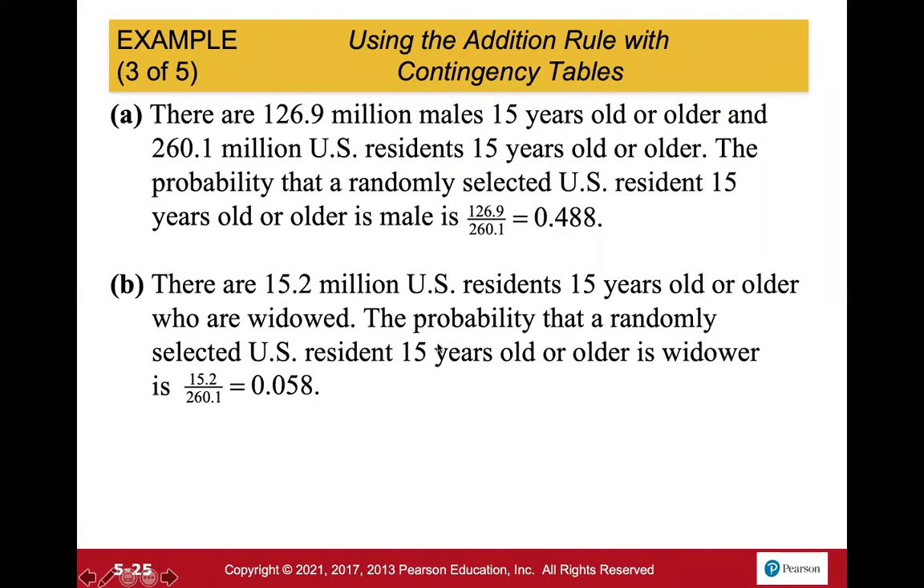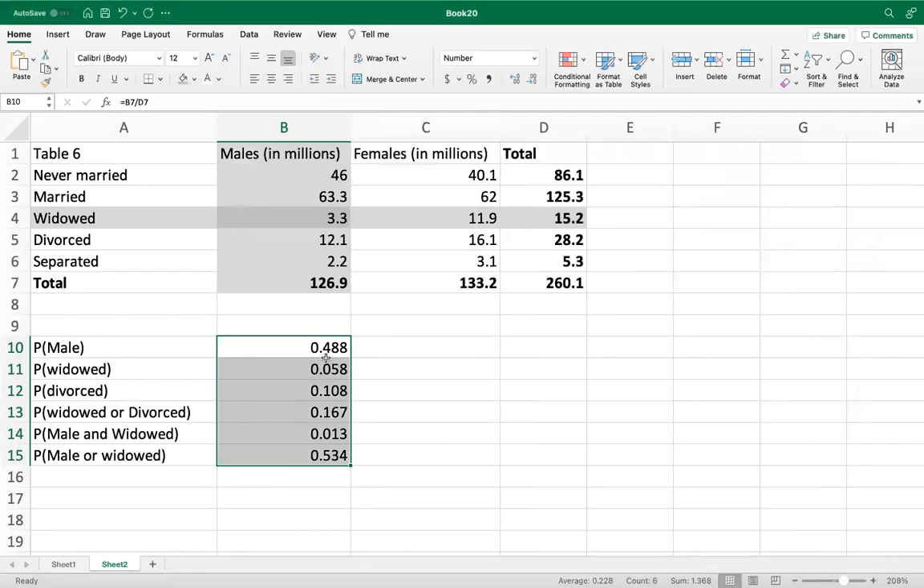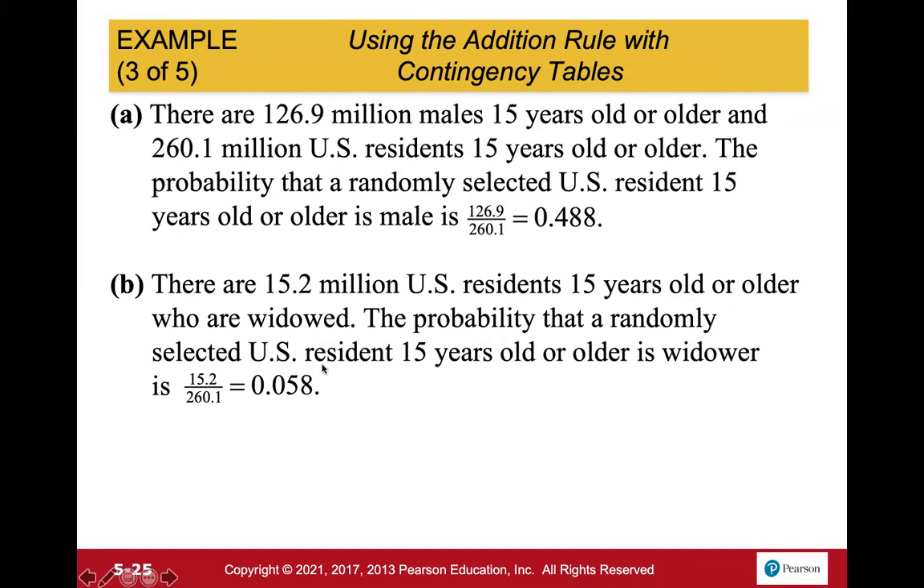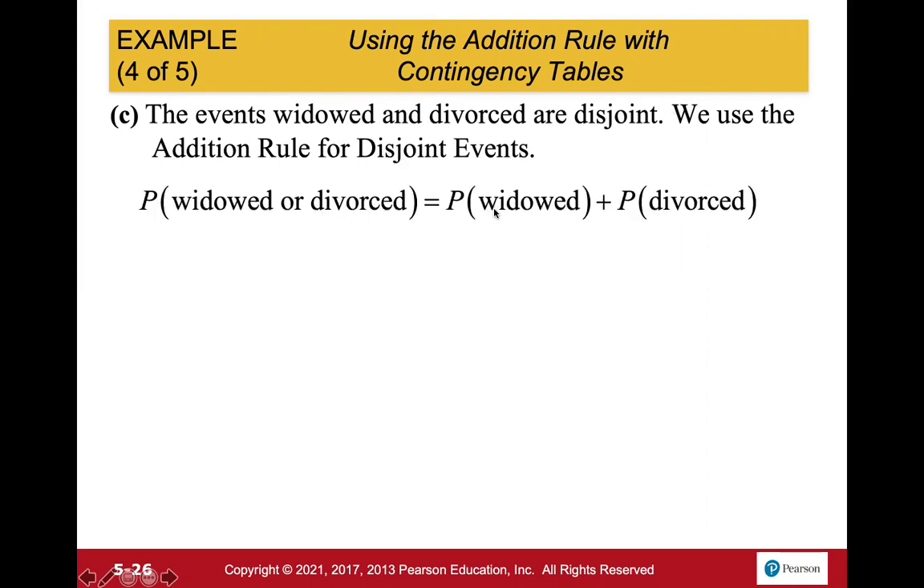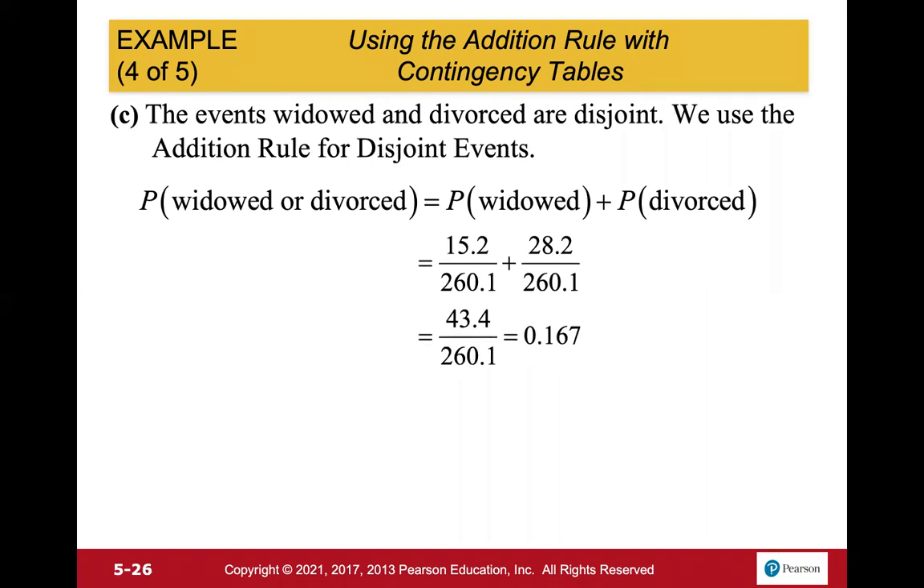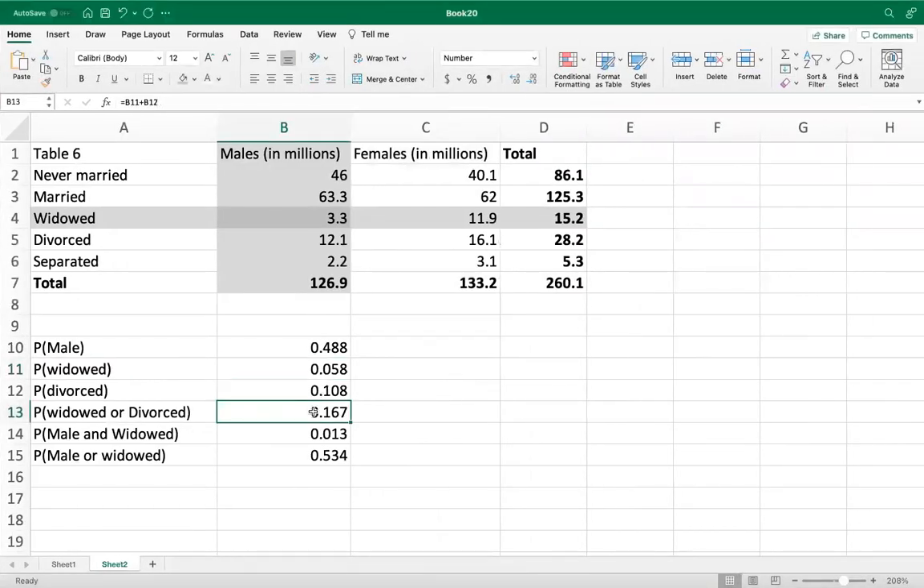All right, so from here, part B, the probability that you randomly select a person 15 years or older and they're widowed is this right here, 0.058. Perfect. The next one, the events widowed and divorced are disjoint. So we use the addition rule for disjoint events. We just look at the probability of widowed plus the probability of divorced. Add those together, cool. That's what we ended up getting, 0.167.